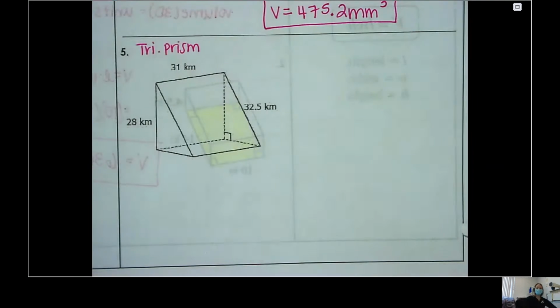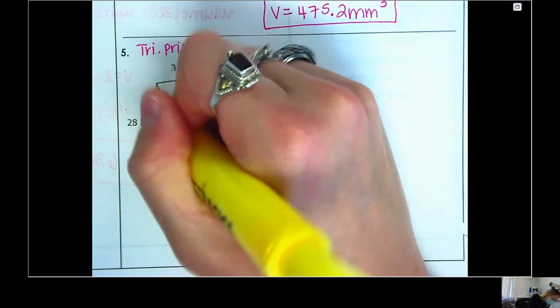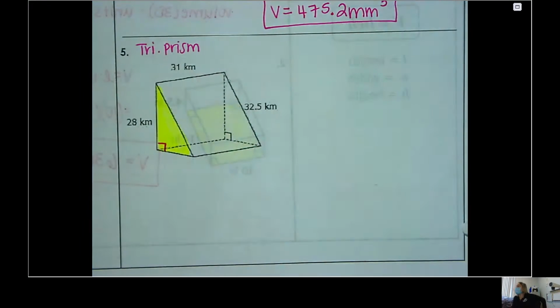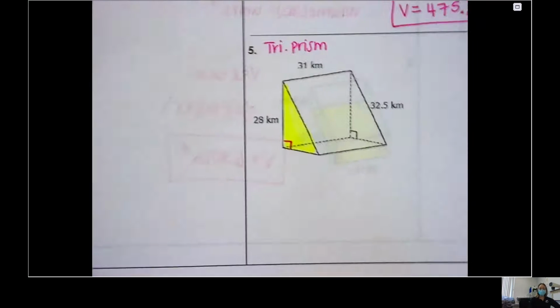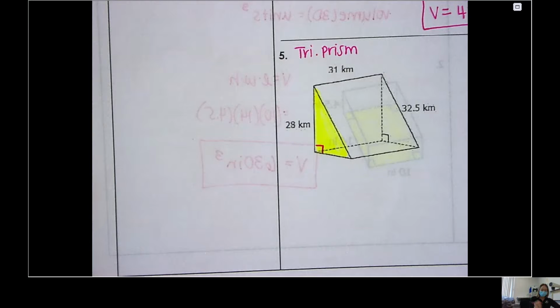So that means the base of my prism is what shape? A triangle. So highlight or color in one of your triangles. And I don't care which one it is, but you're going to color in one of your bases. Okay. Now, to make my life a little bit easier, because I'm missing some of the numbers on this triangle, off to the side where you've got a little bit of space, I'm going to redraw this triangle and I'm going to label all the pieces that I know.